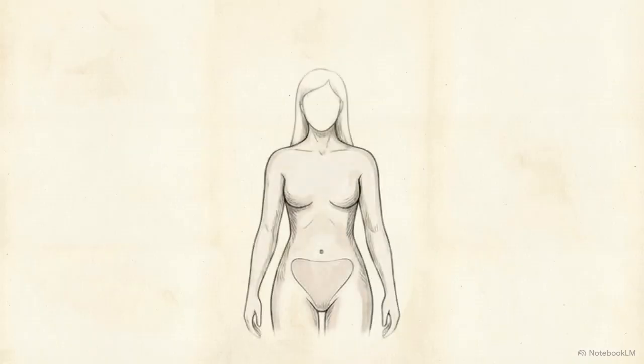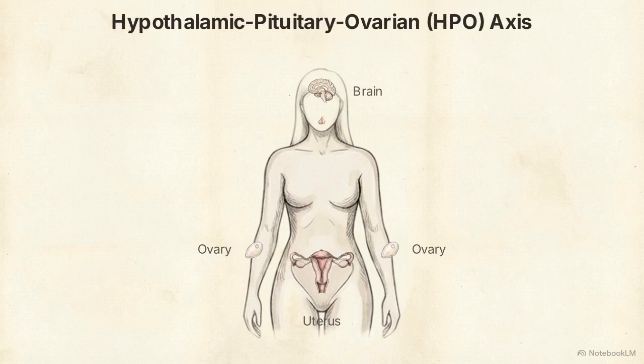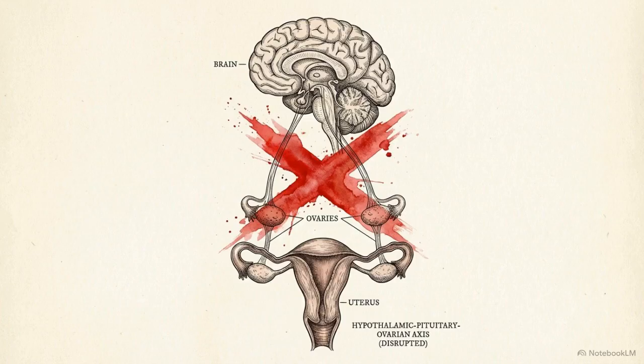Normal menstruation relies on the hypothalamic pituitary ovarian axis, or HPO axis. This is a tightly regulated hormonal feedback loop that sends chemical signals from the brain down to the ovaries, ultimately stimulating an intact uterus. Rapid clinical assessment requires identifying exactly where this specific axis breaks.